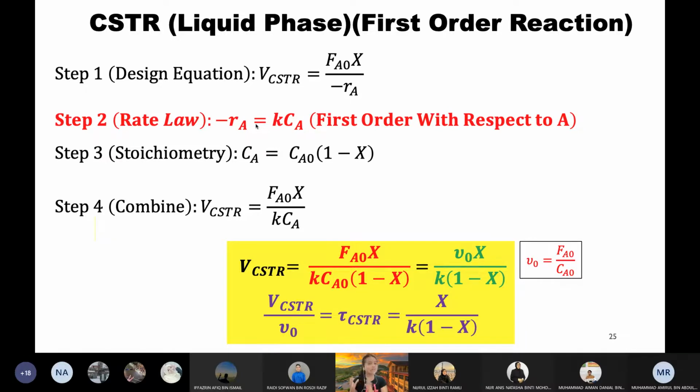Okay. So next, kita akan write down the concentration. Concentration pun kamu dah belajar dalam chapter 3, right? Kita dah belajar cara express concentration untuk flow reactors. Kalau cakap pasal flow ni, PFR CSTR lah.